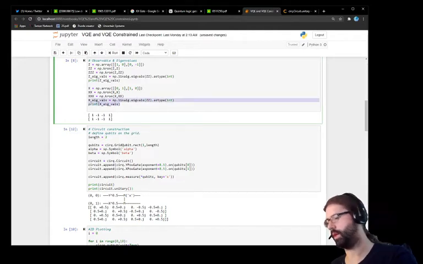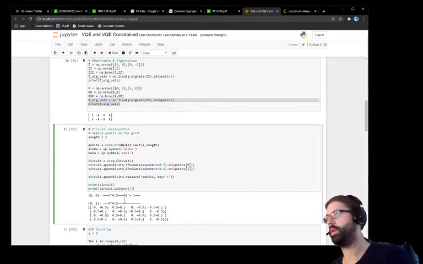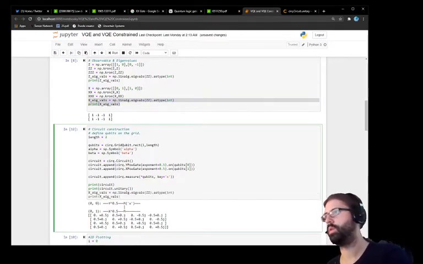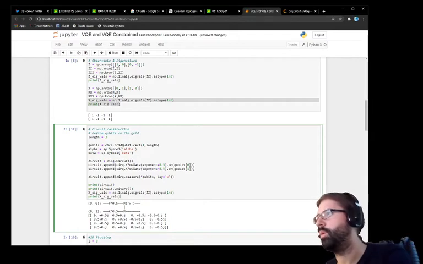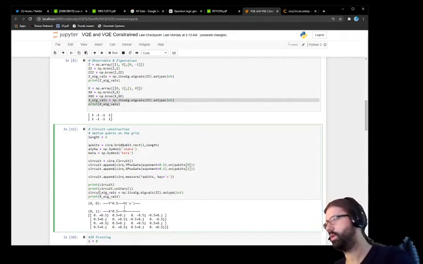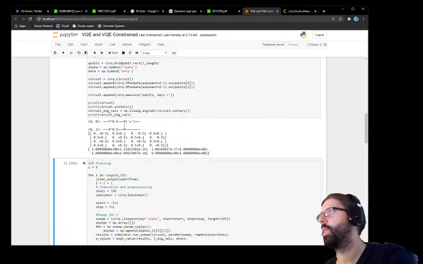If I print the eigenvalues of that, what I want is the unitary, and then what I want is the circuit eigenvalues. And so we want these to be here. I don't think that's what I want though. Yeah, so as you can see here, okay.